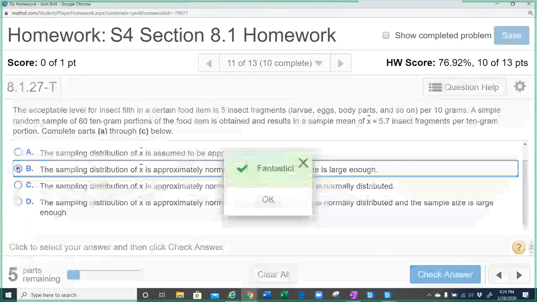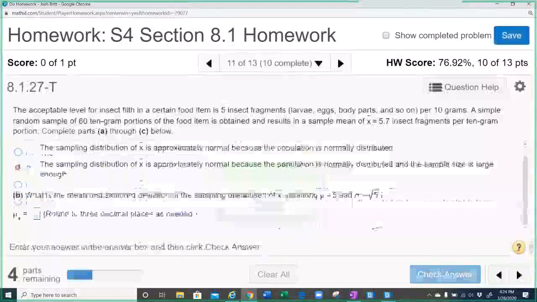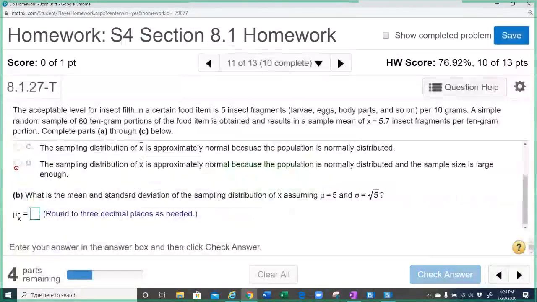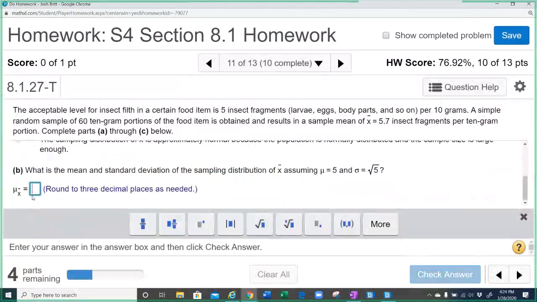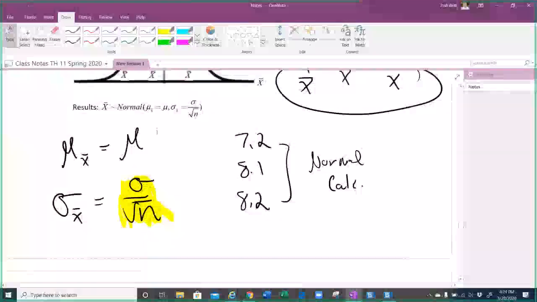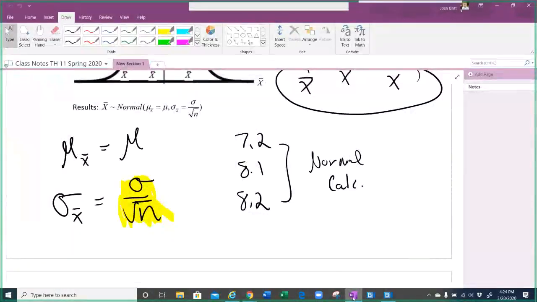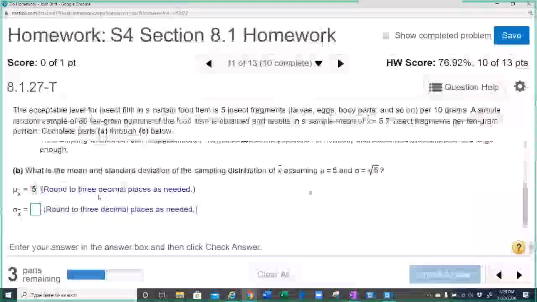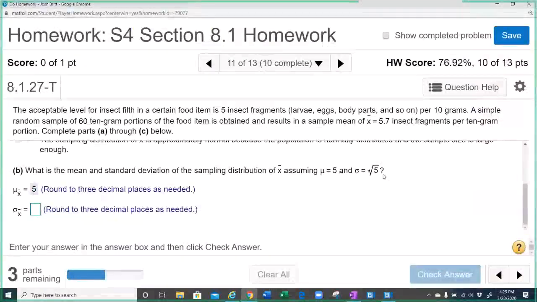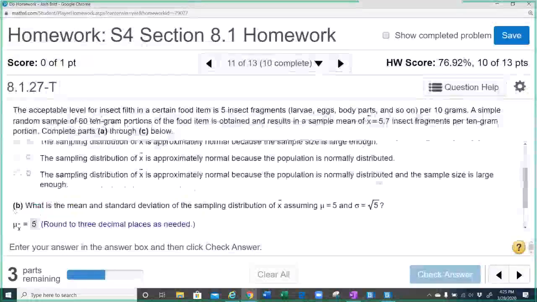Okay, more than 30, but you'll get there. Now you're going to get the mean. So remember, as you see the pattern, the mean is just a regular old mean mu. That's what we wrote down at the beginning. Regular old mean mu. Don't forget that. So that's going to be 5. And then standard deviation is sigma, so square root 5 divided by sample size. And sample size is 60. So square root 5 over 60.